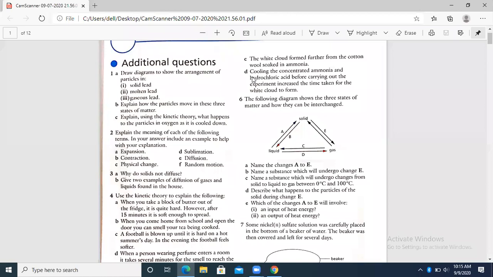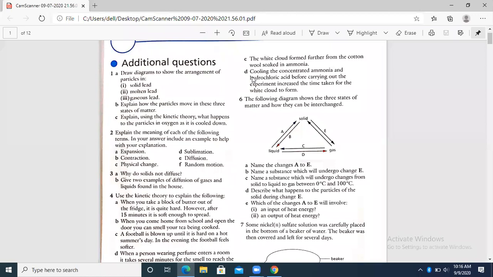What does cooling mean? We are decreasing the temperature, which would cause both ammonia particles and hydrochloric acid particles to move more slowly. Yeah, less kinetic energy to move. We studied that when we give kinetic energy to gas particles, they will vibrate more, move more, and collide more. Here we are reducing the kinetic energy, the heat energy, so they will move slowly. So it will take more time for diffusion.